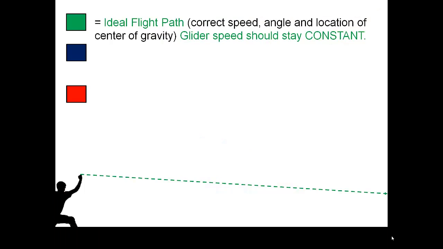What you just saw were two examples of the ideal flight path of what your gliders should be doing. When you release it, your glider should make a small downward angled flight path. It shouldn't fly horizontally, it should fly down, but it should fly in a straight line.